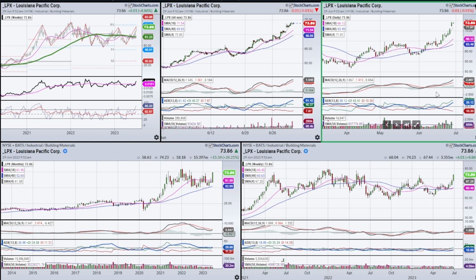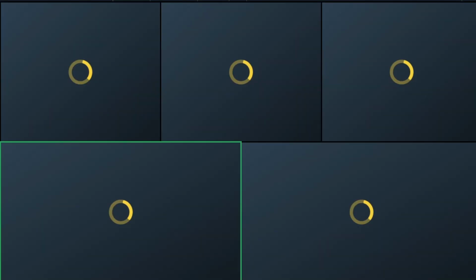The momentum is good, so we want to look for some kind of a pullback. I think this has run a little bit too much on the weekly in two weeks here, so I'd probably look for some kind of a pullback, at least a little closer to 70 is how I would be handling this.